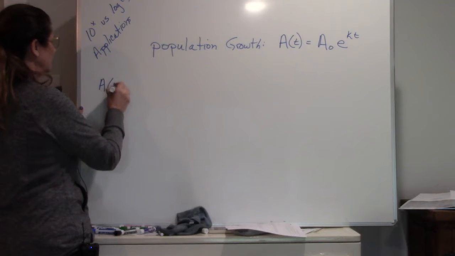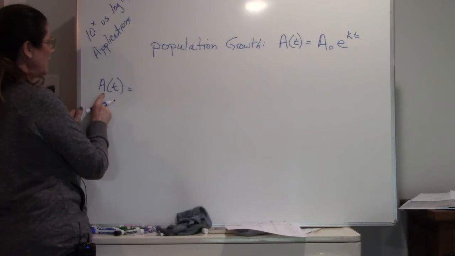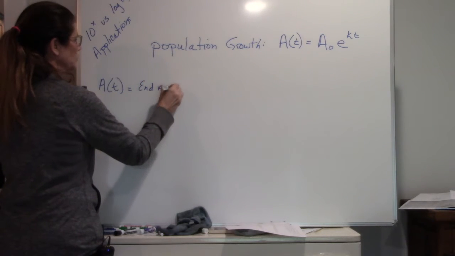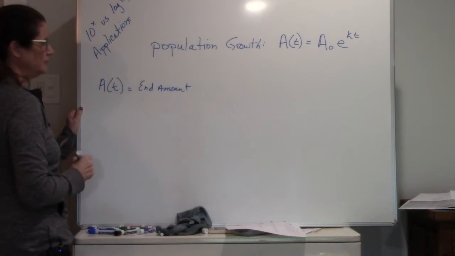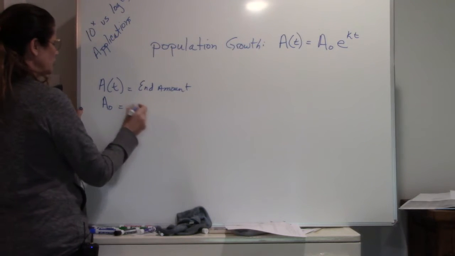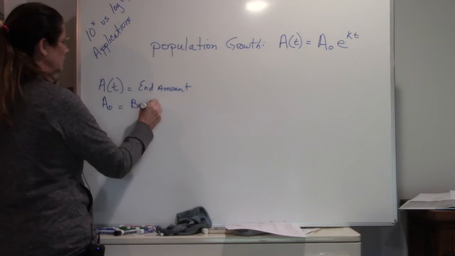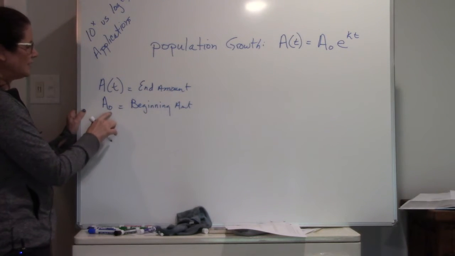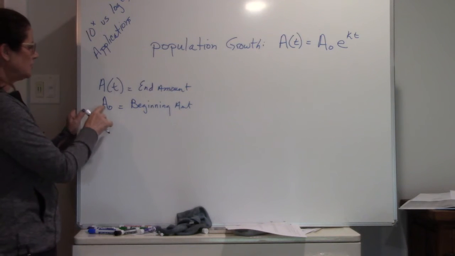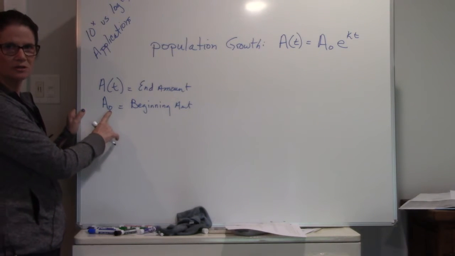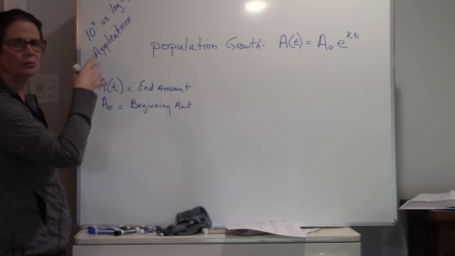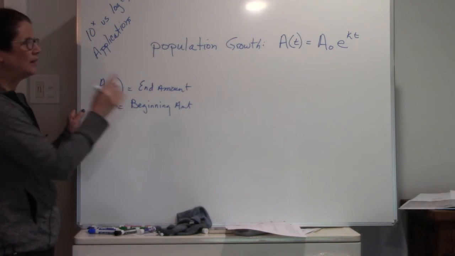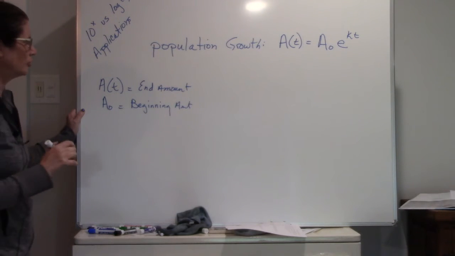So A of T just means the ending amount in terms of time. So this is our ending amount. This would be like our y variable. A sub O just means our beginning amount. So anytime you have what's called a subscript, what that tells you is the position. So this is the amount at 0 years. Like in the continuous compound interest, this is the beginning amount of population that you're starting with.